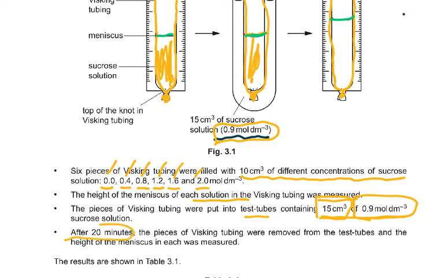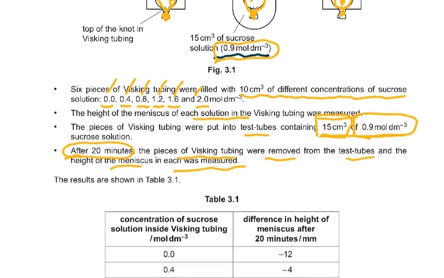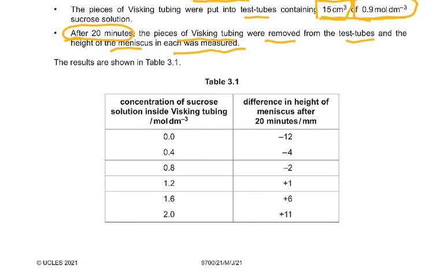After 20 minutes, the pieces of Visking tubing were removed from the test tubes and the height of the meniscus in each was measured. So we measured the height of this. The results are shown in table 3.1. Now let's look at the results. For concentration of sucrose 0, we had minus 12 as the change in height of the meniscus after 20 minutes. Then 0.4 minus 4, then minus 2, and then plus 1, plus 6, and plus 11.